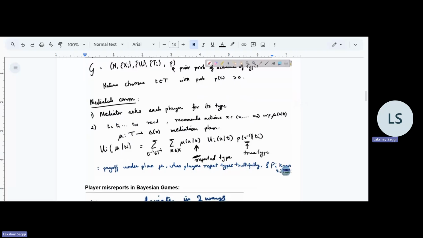And then the utility for agent i can just be written as, this is just the expression for the utility of i when you take expectation over types and the actions taken by the players. Okay, so this is just equal to the payoff under plan mu, which is the plan suggested by Google Maps when players report the types truthfully.